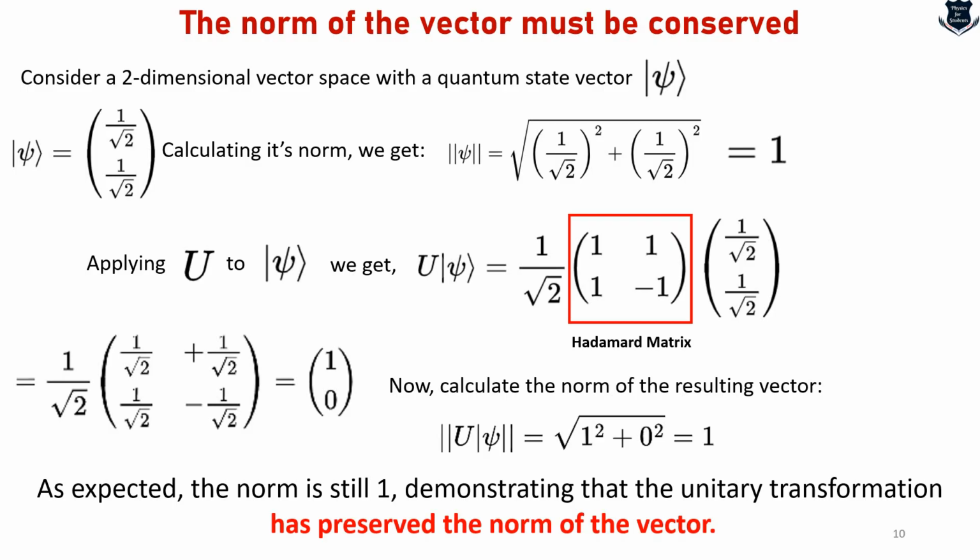Then we applied this. I have skipped the matrix multiplication, which you can understand would be 1 into square root of 2 plus 1 into square root of 2, then again 1 divided by square root of 2 minus 1 divided by square root of 2. Ultimately, it would come to square root of 2, 0, which is equal to 1 by 0. So this is an example which shows you that the norm is still 1, and we used a Hadamard matrix along with applying a unitary matrix. How beautifully it preserves the norm of the vector.